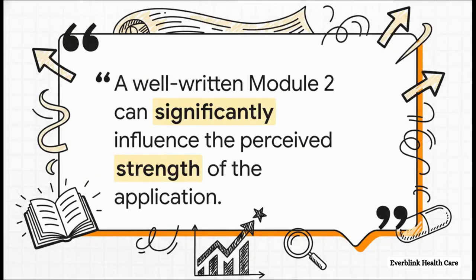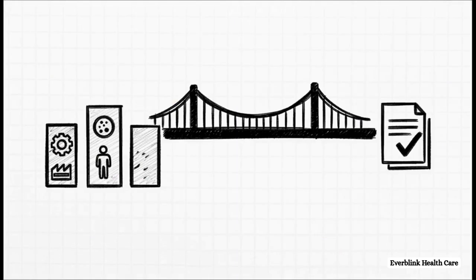Honestly, this quote says it all. Module 2 isn't just a summary. It's the persuasive narrative that frames all the evidence. It's the core argument. And getting it right can literally make or break the entire application. It's that important. What's so cool about this is how Module 2 acts as a bridge. It takes all that super detailed, highly technical data from those 3 pillars we just talked about, and it synthesizes it. It weaves together the findings from manufacturing, preclinical, and clinical studies into one cohesive, compelling scientific argument for why this drug should be approved.